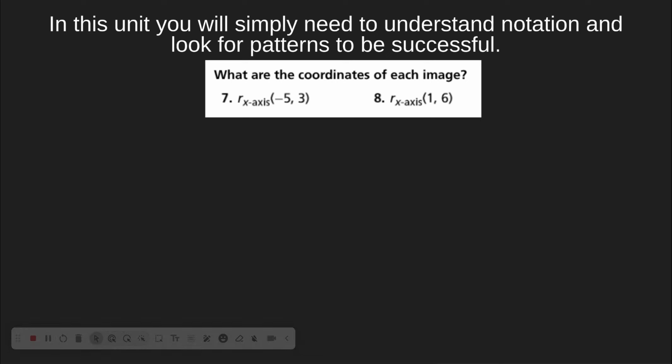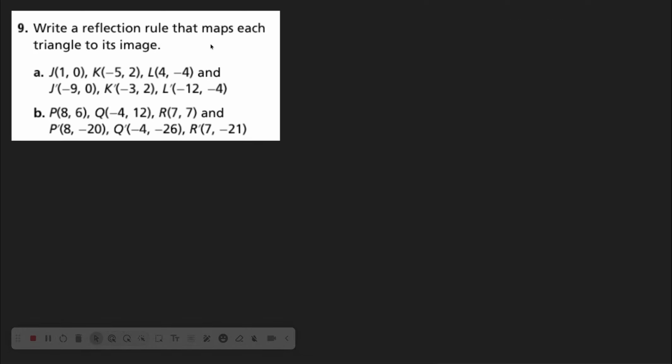That might be the last thing on this slide. Let's see if I have another one. Okay, write a reflection rule. So now we just want to write the rules. So let's look at part A. 1 comma 0 became negative 9 comma 0. Negative 5 comma 2 became negative 3 comma 2. And 4 comma negative 4. Oh, that's kind of a weird one. Does anybody see what's going on in this?